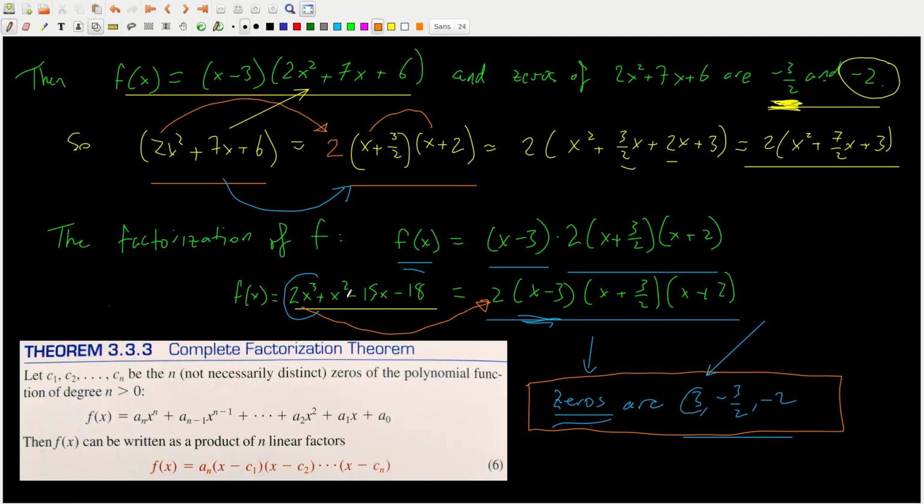And in fact, we can always do that. And this is guaranteed by the complete factorization theorem. It says that any nth degree polynomial can be completely factored into n factors, and the number out the front is always going to be that leading coefficient. You can see it's right there in this general formula. And so this is exactly what we've done in this case. We have 3 zeros for this cubic polynomial. We've written down the corresponding 3 factors. We've written the leading coefficient out the front. And we've ended up with what's known as the complete factorization of this function f.